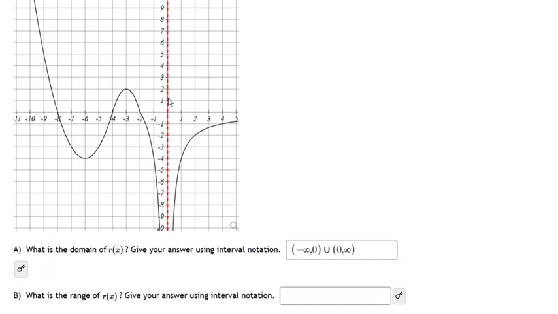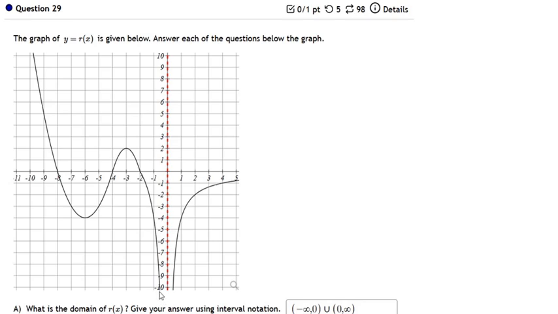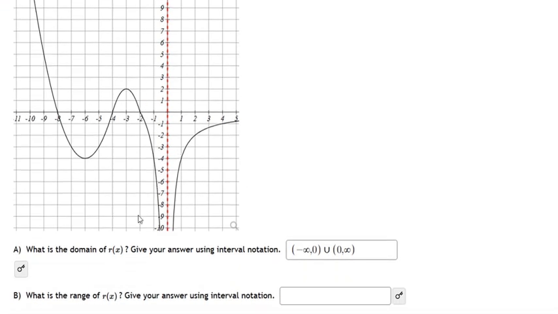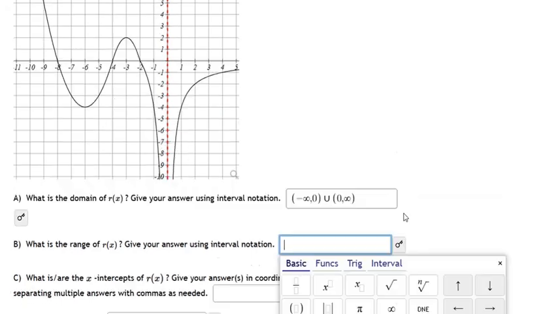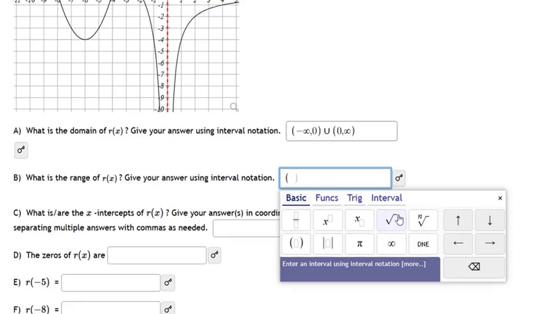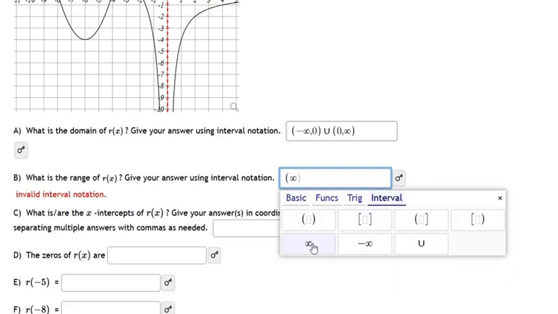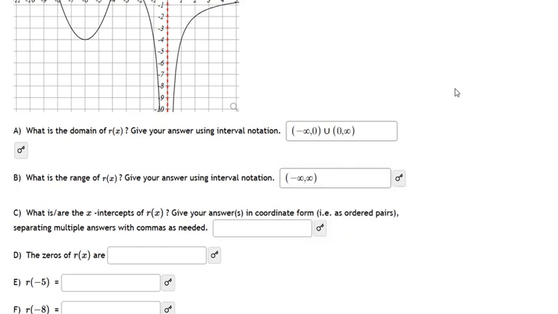What is the range? Those are all the possible y values. So negative infinity is as low as we can go, and then positive infinity is as high as we can go, because there's no y values we miss. Negative 6 is possible. Negative 3. 0 is possible. So with this, negative infinity, infinity. Close those parentheses.